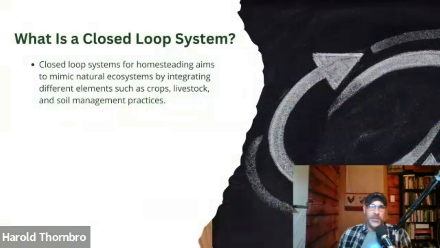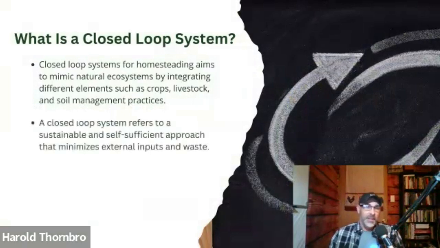A closed loop system for homesteading aims to mimic natural ecosystems by integrating different elements such as crops, livestock, and soil management practices. A closed loop system refers to a sustainable and self-sufficient approach that minimizes external inputs and waste. And I think that's really important, and we'll be talking a lot about that later.